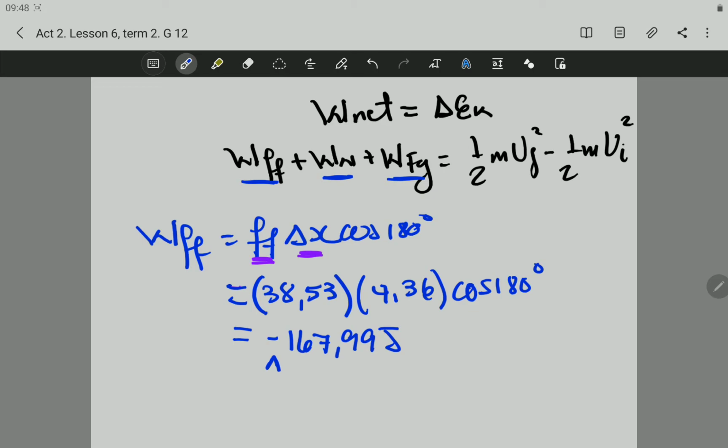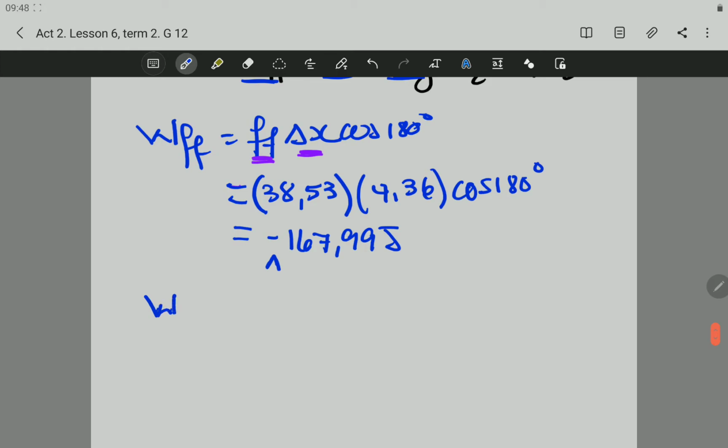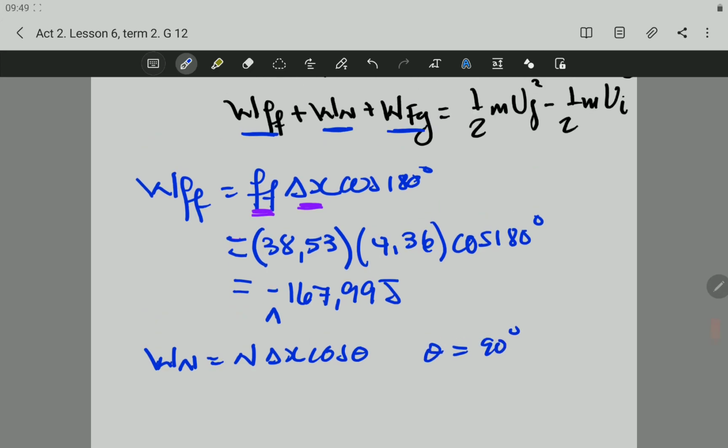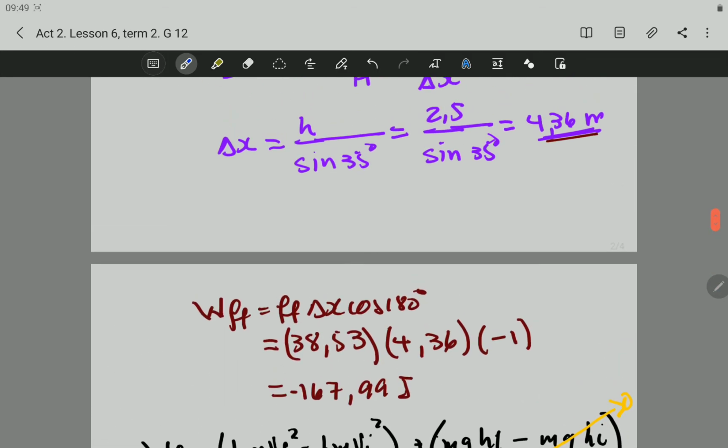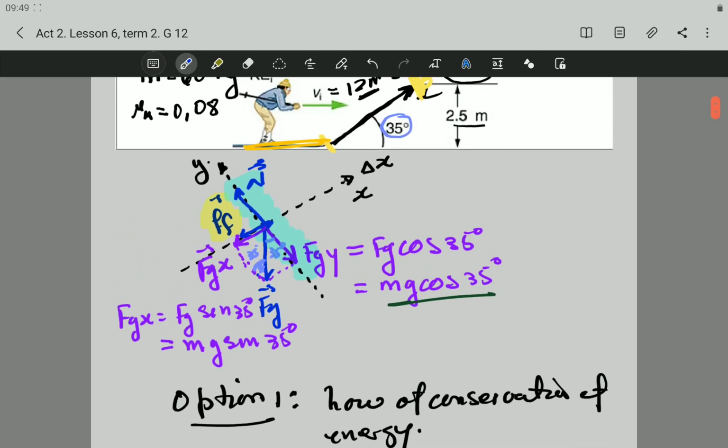Okay, now let's get the work done by the normal force. The work done by the normal force is equal to the normal force multiplied by the displacement multiplied by the cosine of theta. Theta here is equal to 90 degrees. Note something: the angle between the displacement and the normal is not always going to be 90 degrees. We are eventually going to see examples where it's not 90, but in this situation it is 90.